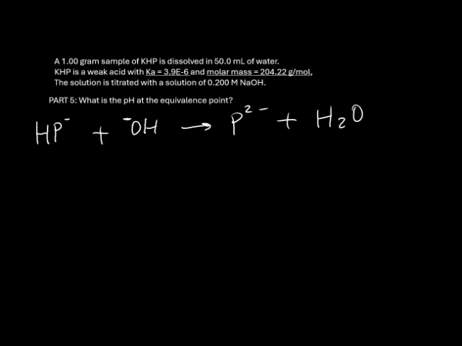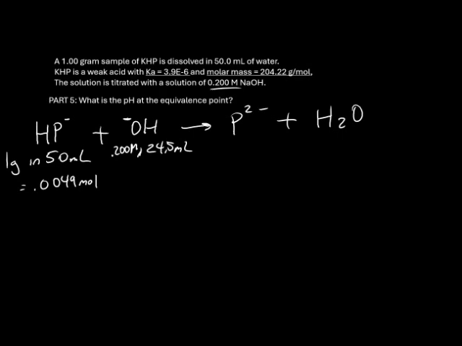Before we start the math, let's do a little bit of setup. We began with 1 gram of HP- in 50 milliliters of water. We found previously that was 0.0049 moles. Then we added some amount of OH-, but we found the amount of OH- that we needed to reach the equivalence point was 24.5 milliliters. And the molarity of NaOH given in the question is 0.200.